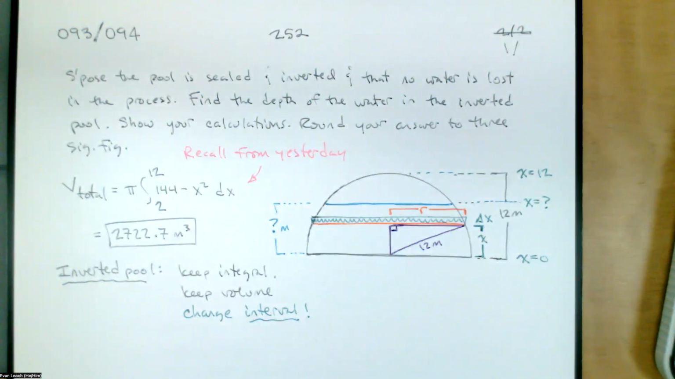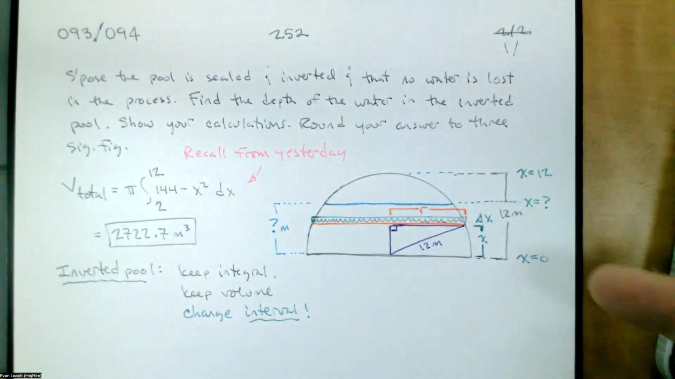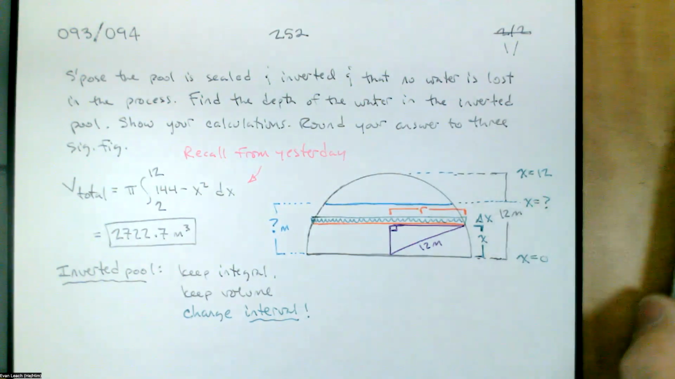No water is lost in the process. That is my way of saying keep the volume from before. The only new thing is we want to change the interval. Instead of integrating from 2 to 12, where the depth of the water is 10 meters, now we're going to set up an integral from 0 to question mark.